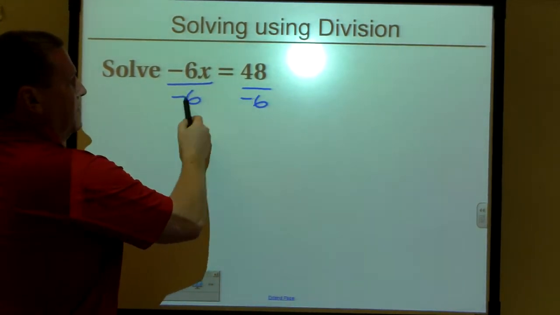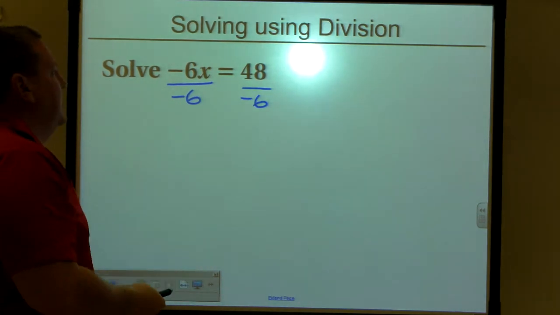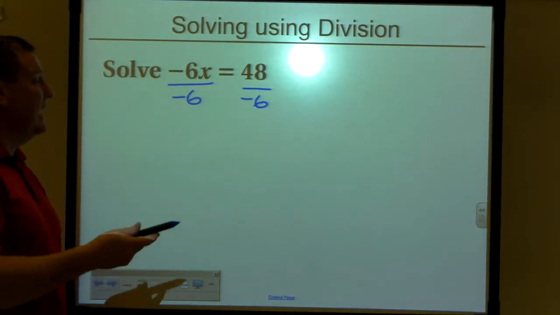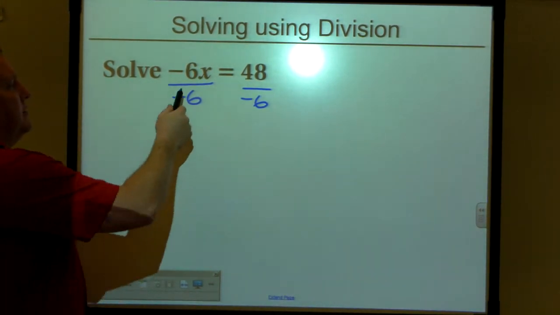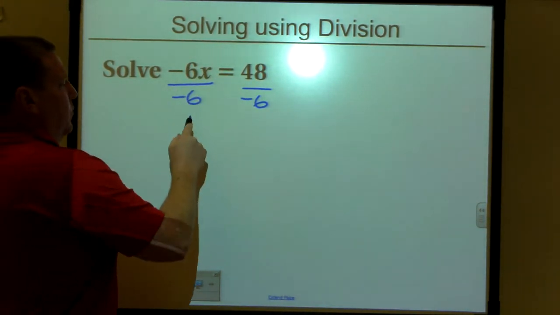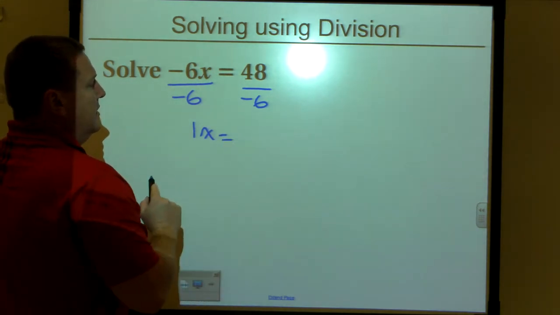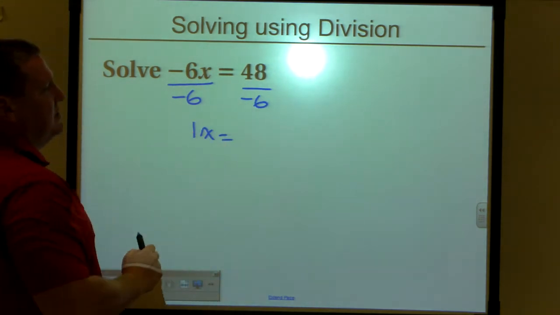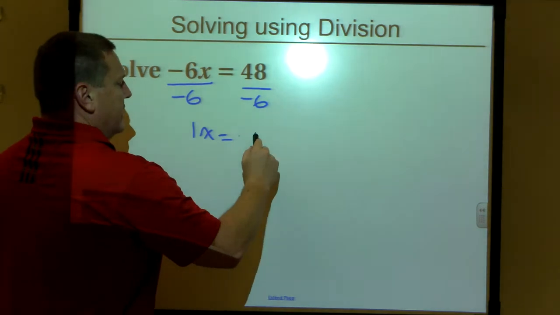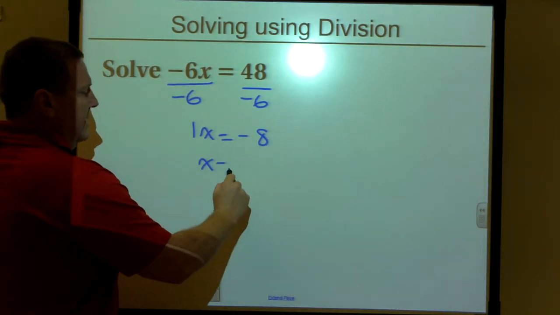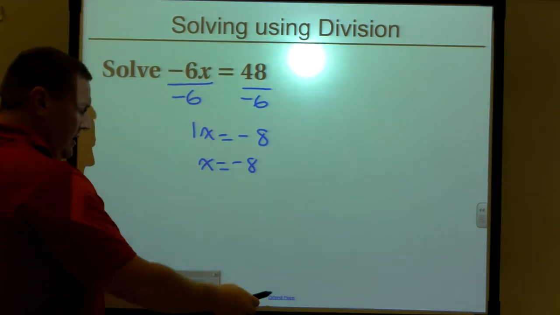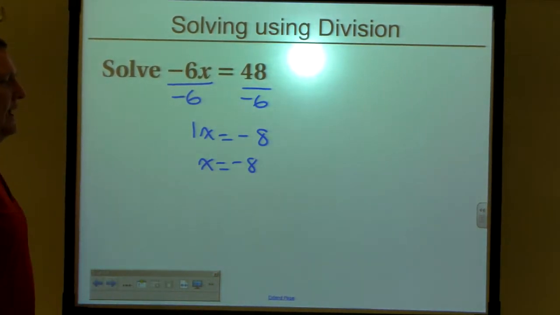When we divide here, even though we're dividing, this is called the multiplication property of equality. I can actually multiply by negative 1/6 instead of divide. So negative over negative is positive 1x. And 48 over negative 6 is negative 8. 1 times x is just x. x equals negative 8.